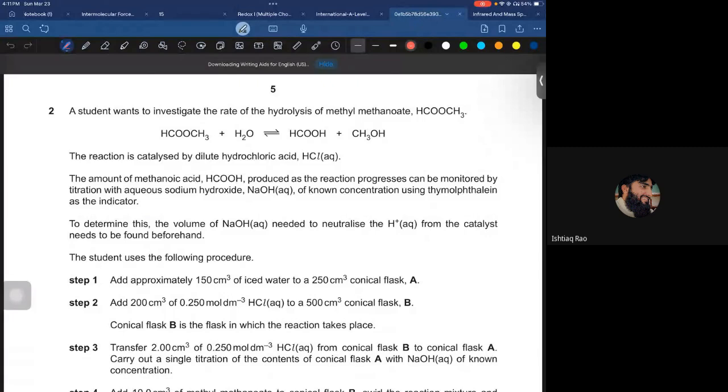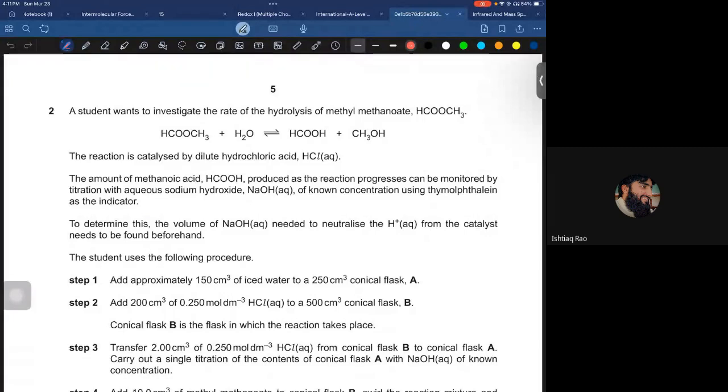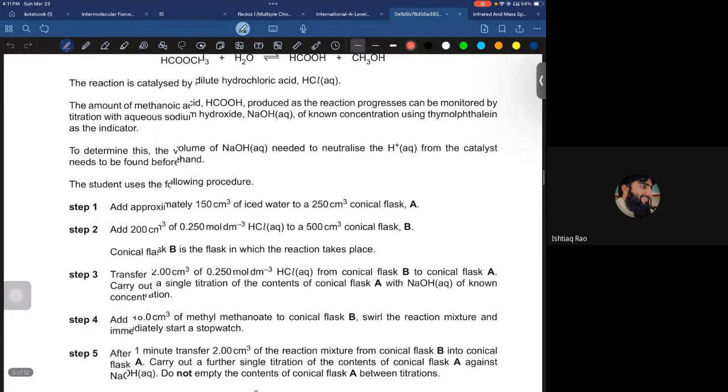known concentration using thymolphthalein as the indicator. To determine this, the volume of NaOH needed to neutralize the H plus from the catalyst needs to be found beforehand. The student uses the following procedure.